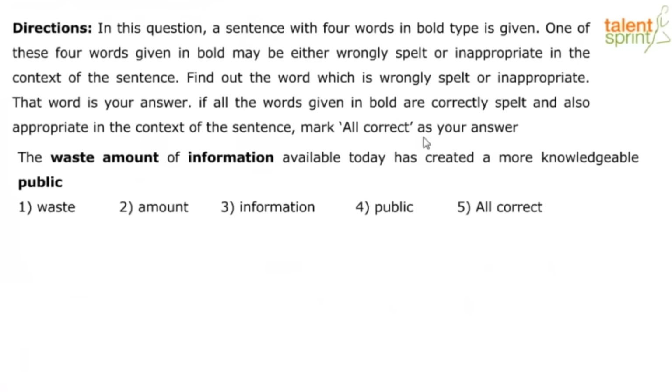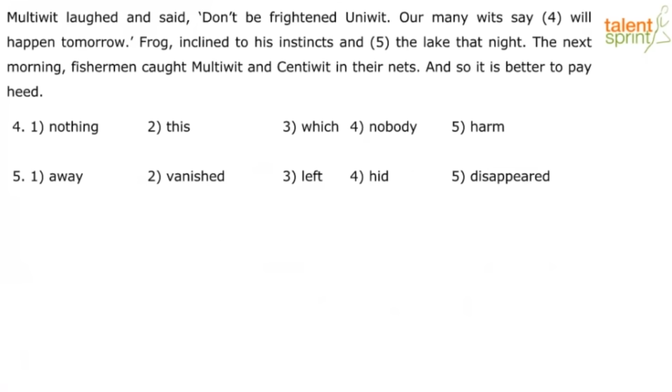So Multiwit laughed and said, hey, don't be frightened, Uniwit. Dash will happen tomorrow. Nothing will happen tomorrow. This will happen tomorrow. Which will happen tomorrow? Nobody will happen tomorrow. Harm will happen tomorrow. I already know that 4 and 5 don't make sense at all. Which, again, not making sense. Nothing is more appropriate.